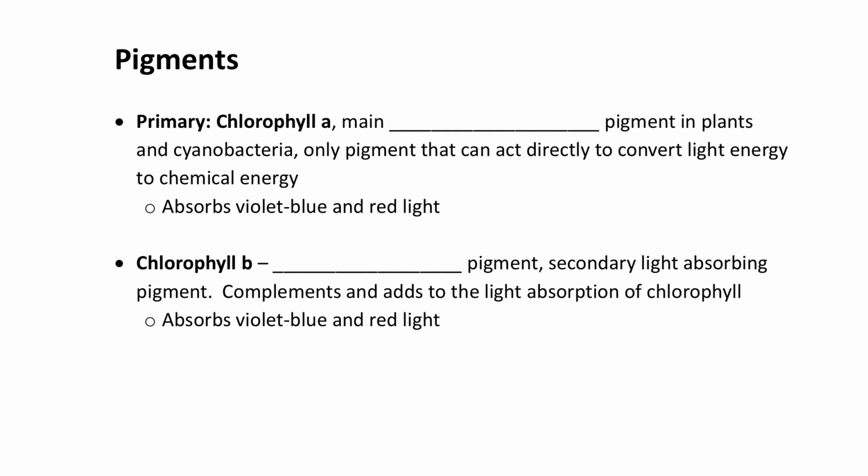Now let's talk about the pigments that we are going to find within the thylakoid membrane that are going to be involved in photosynthesis. Now the main pigment is chlorophyll, but there are actually two types of chlorophyll. There is chlorophyll A, which is the main photosynthetic pigment in plants and cyanobacteria, and the only pigment that can directly convert light energy to chemical energy. It absorbs violet blue and red light.